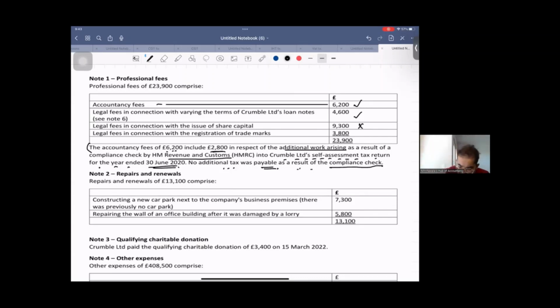Then legal fees in connection with the registration of a trademark are allowed. And let me give you one logic for this. They allow this just to motivate you to register your trademark, because the tax department and government will earn through registration fees as well. So registering your trademark is an allowed expense. So out of these four, 3 are allowed and 1 is not allowed.